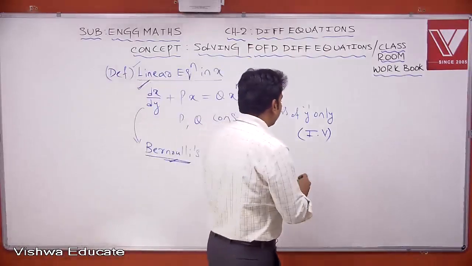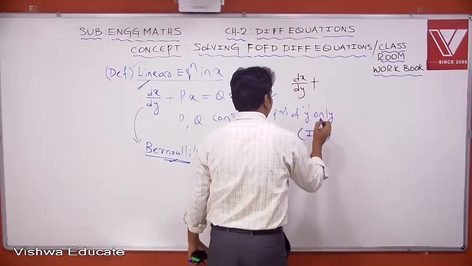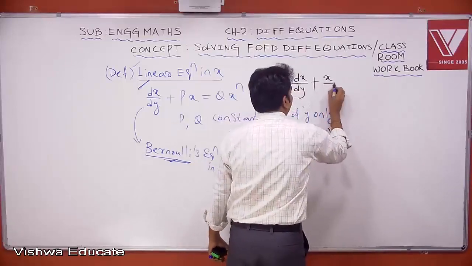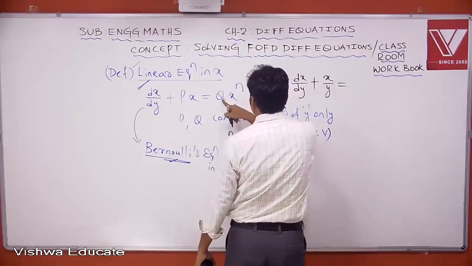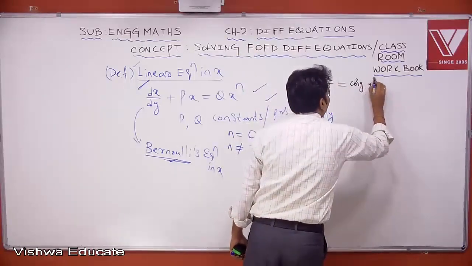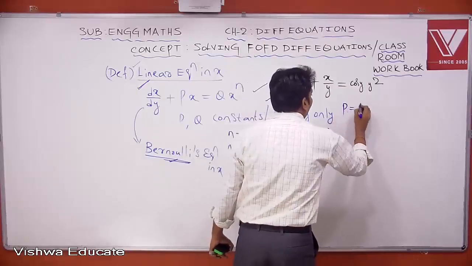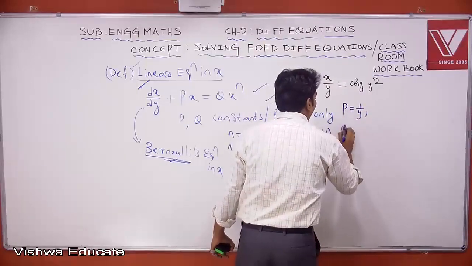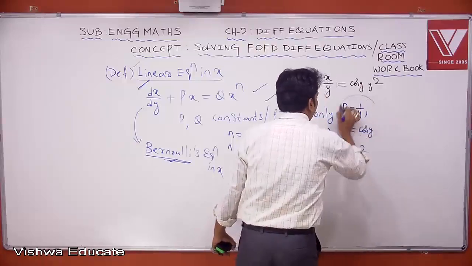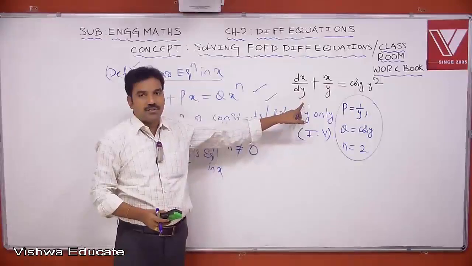Let us have one example. Suppose I have an example dx by dy plus, here p is a function of y, I will take like this, for example x by y equal to q, a function of y. So for example, I can write cos y into y square. Now in this case, what is my p? P is nothing but 1 by y. What is q? Q is cos y. What is n? Here n equal to 2. Therefore, this is an example of a Bernoulli's equation in X.